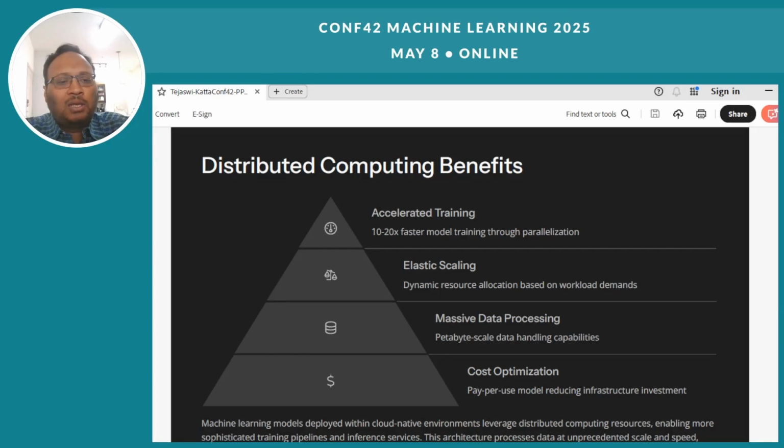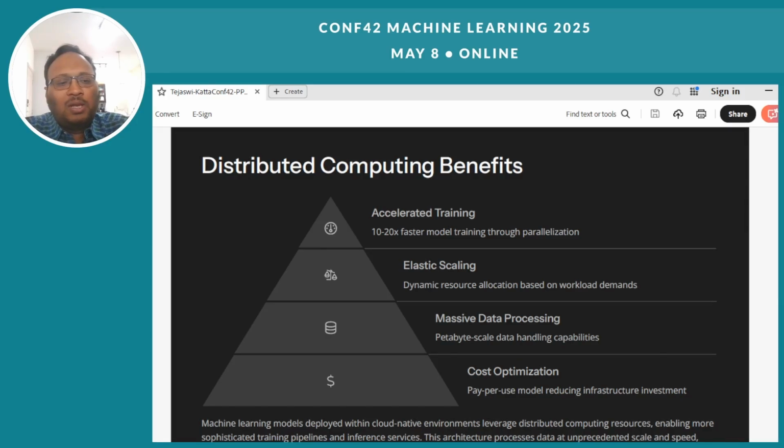Deploying ML in a cloud native environment lets us leverage distributed computing to its fullest. We achieve around 10 to 20 times faster training via parallelized pipelines. Elastic scaling automatically matches resources to demand. So petabyte scale data processing becomes routine, and we only pay for what we use. So we would be optimizing costs. Together, these capabilities enable us to tackle complex problems at unprecedented scale and speed.